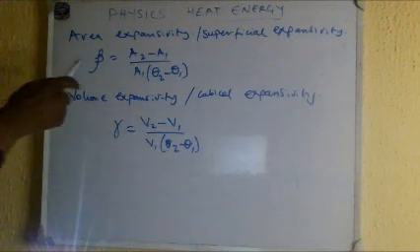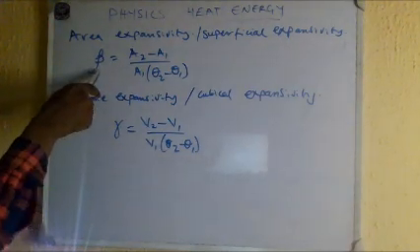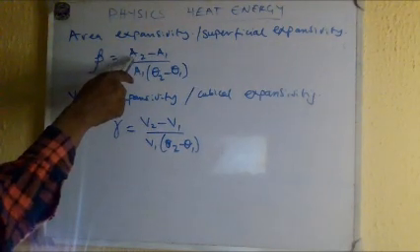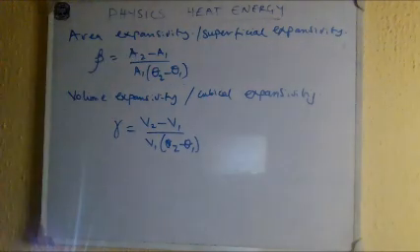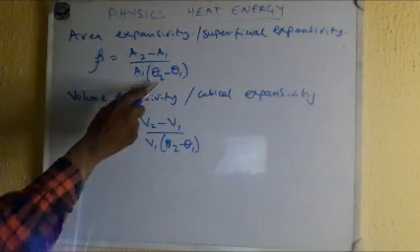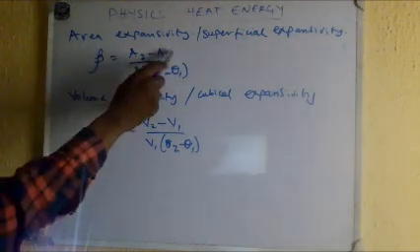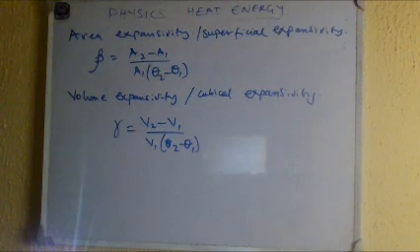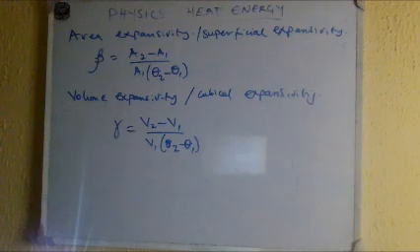So the area expansivity or superficial expansivity is equals to A2 minus A1 over A1 into the change in temperature, where A2 is the final area at the final temperature and A1 is the initial area at the initial temperature. So anything you are given, you can get it. Now there's a relationship between the cubical, the superficial, and the linear expansivity.